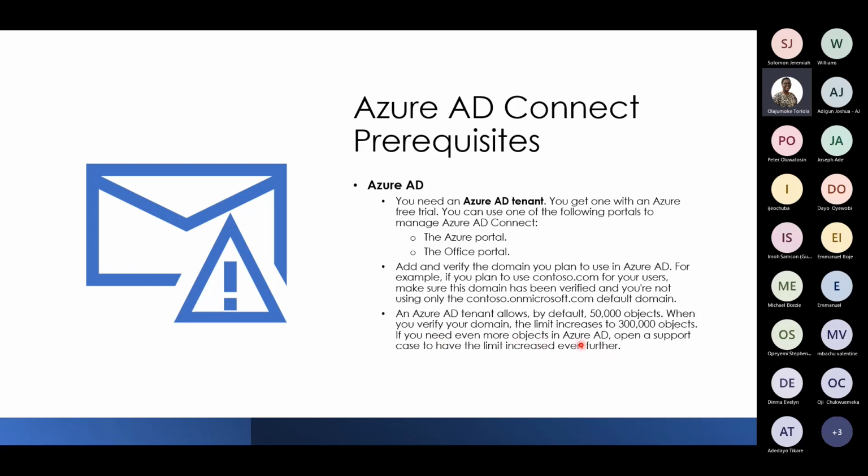And then if you need more objects in Azure AD, maybe they are telling you there are 500,000 user objects they want to synchronize to Azure AD, you only need to open what? A support case. And like I said, if you need more than 500,000 objects, you need a license, such as Azure AD Premium or EMS, the Enterprise Mobility plus Security. And again, you also need to open a support case with Microsoft.